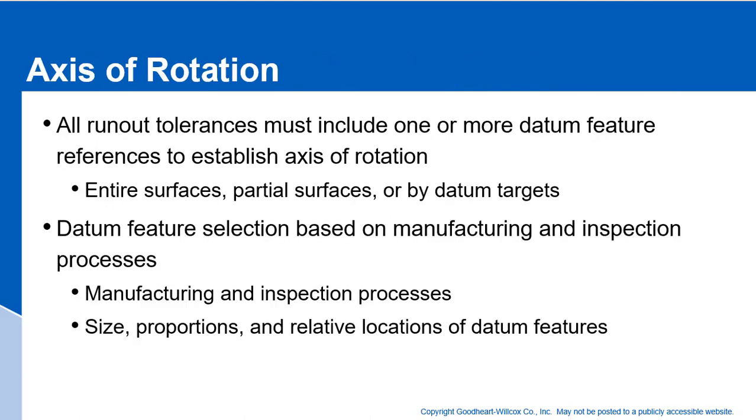So I want to talk a little bit about the axis of rotation. Now, all runout tolerances must include one or possibly more datum feature references to establish the axis of rotation. Entire surfaces, partial surfaces, or datum targets is how we should do that. Datum feature selection is based on manufacturing and inspection processes, and also the size, proportions, and relative locations of the datum features.